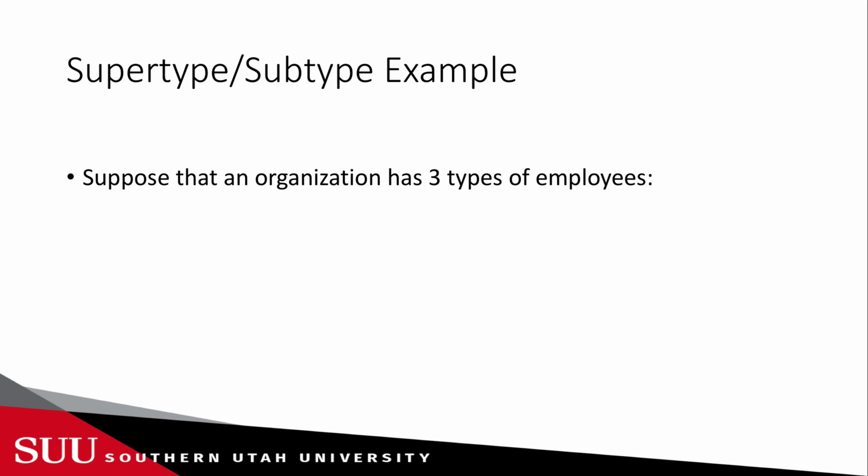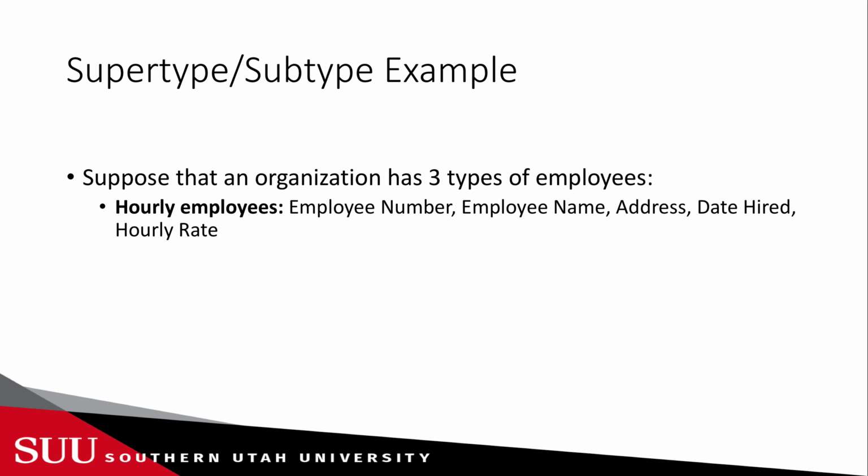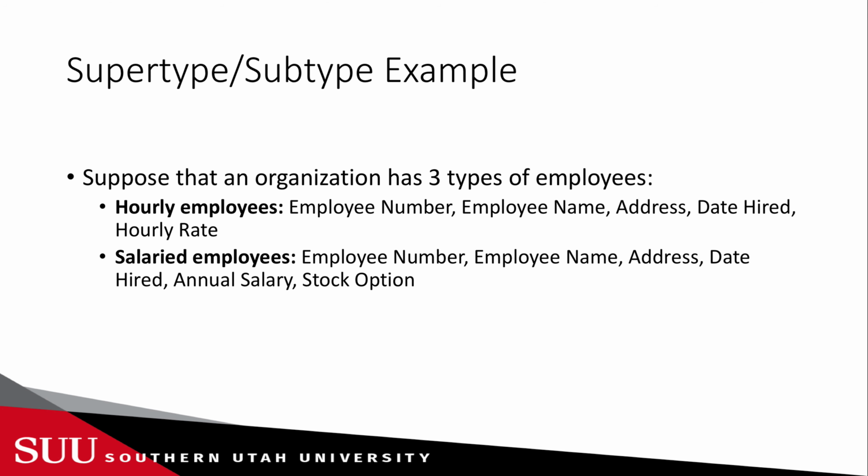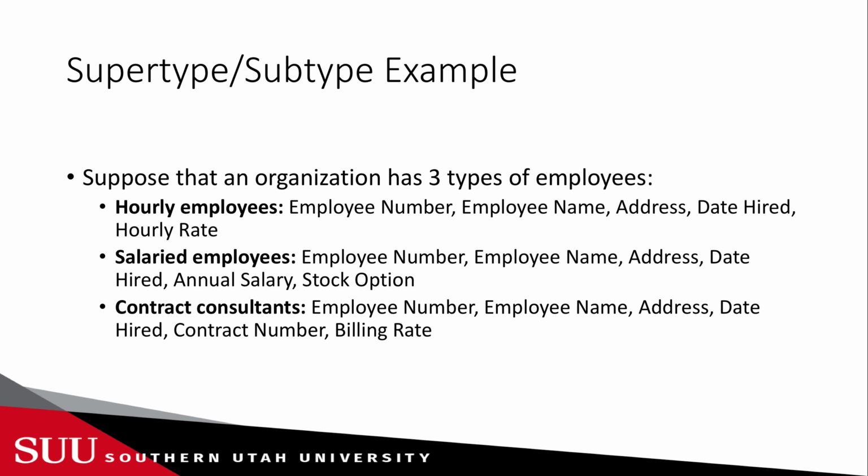So suppose that we have an organization with three types of employees. We have hourly employees, salaried employees, and contract consultants. So let's look at what we have here in terms of attributes. I have employee number, employee name, address, date hired, and hourly rate. And then for the salaried employee, I have employee number, employee name, address, date hired, annual salary, and stock option. And for contract consultants, I have employee number, employee name, address, date hired, contract number, and billing rate.